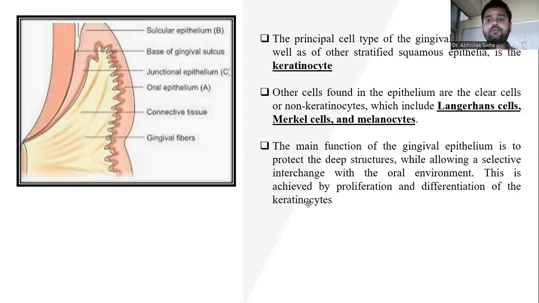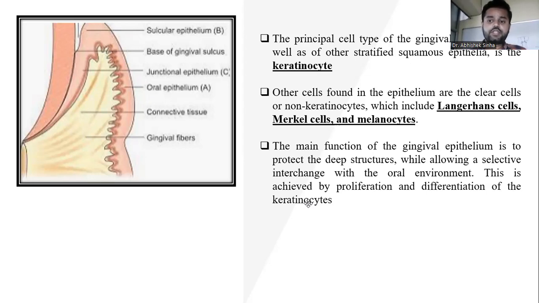So the principal cell type of gingival epithelium as well as other stratified squamous epithelia is a keratinocyte. The other cells found in the epithelium are the clear cells or the non-keratinocytes, which includes Langerhans cells, Merkel cells, and melanocytes. I have marked this for you. So please remember this. This comes as a very important MCQ. What is the principal type of gingival epithelium? So it is a keratinocyte. So the rest of the cells are called non-keratinocytes, which includes Langerhans cells, Merkel cells, and melanocytes.